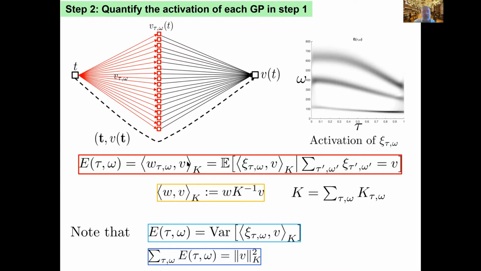From the GP perspective, this activation energy quantifies how much each fine mode GP has been activated by computing its conditional inner product with the signal V. This conditional inner product is also equal to the variance of the inner product between the fine mode GP and the signal V. And the sum of these variances is the RKHS norm of the signal. So you can think of this decomposition as a variance or RKHS norm decomposition. And this kind of decomposition is a very useful but little known property of additive kernels.